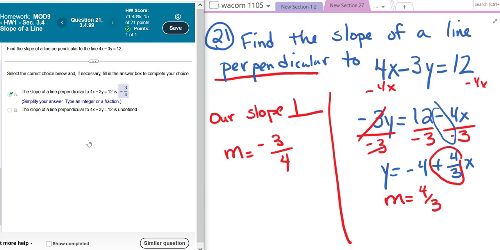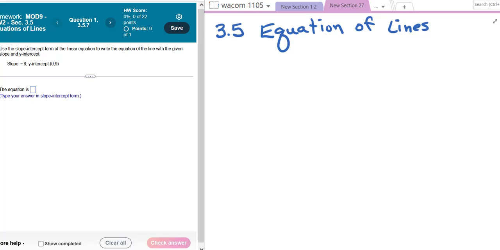All right. I am going to just switch sections for a second to the other section, 3.5. All right. So we should be going now.